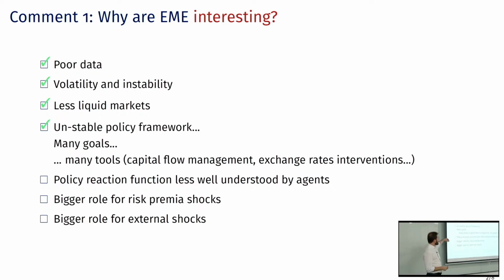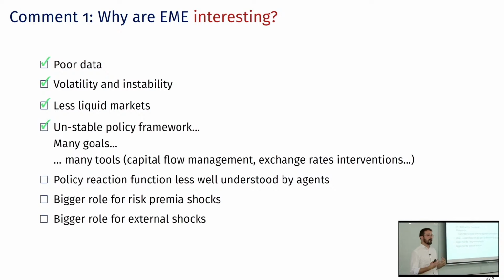But also because the policy reaction function changes over time, perhaps. We saw that across governors, but it's also less well understood by the agents. So there's a problem of communication. And then, of course, we know there's a huge role for potential risk premia that are triggered by the communication. That was our discussion earlier on. And there's also potentially a bigger role for external shocks.